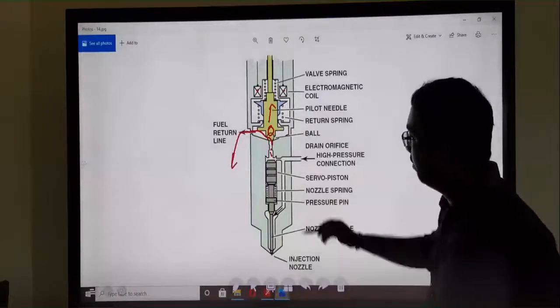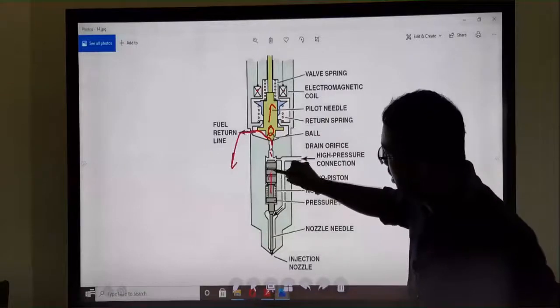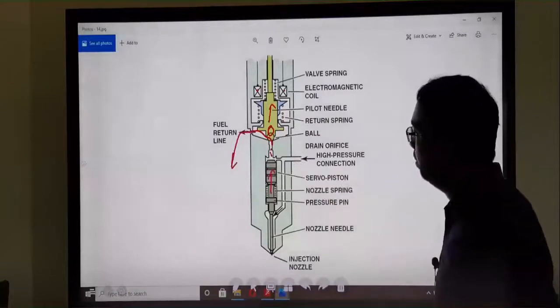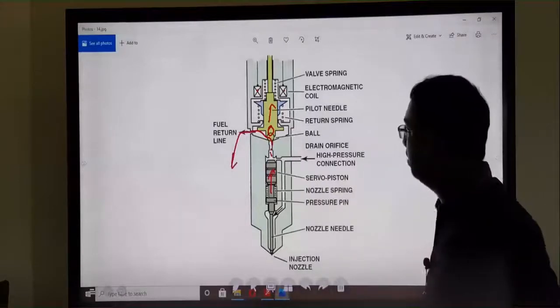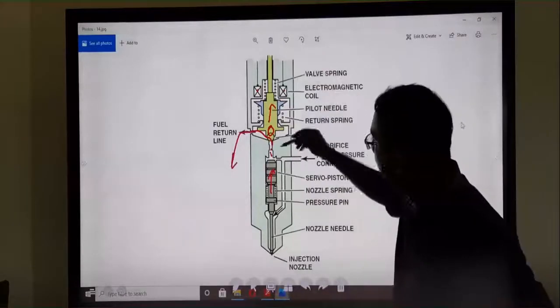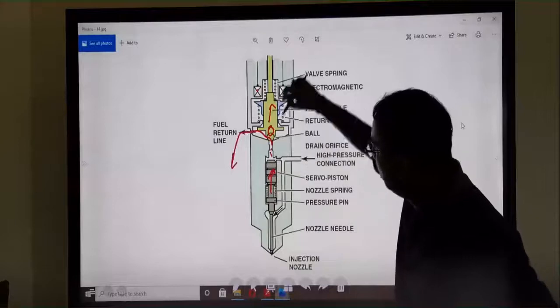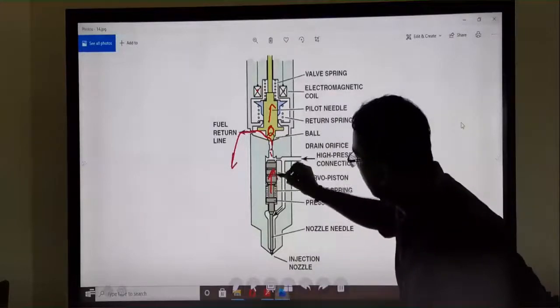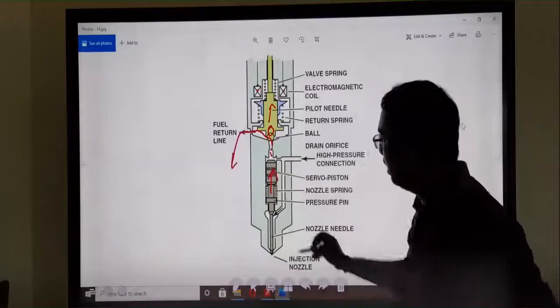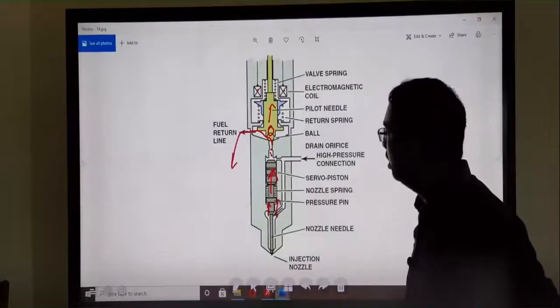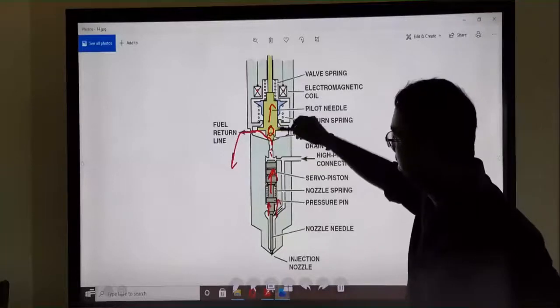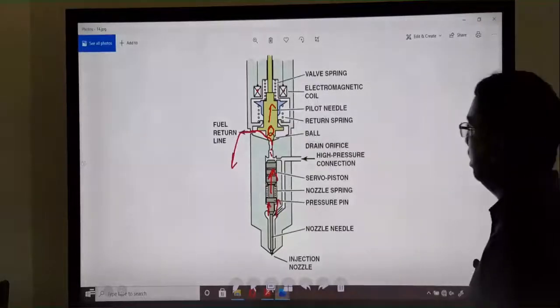So at that time, some amount of force, pressure also, is applied by this pressure pin, because this moves like this. There is a cavity here. So there is an extra pressure. Already we get a pressure from this fuel here. So we can get an extra pressure by moving this pilot needle.